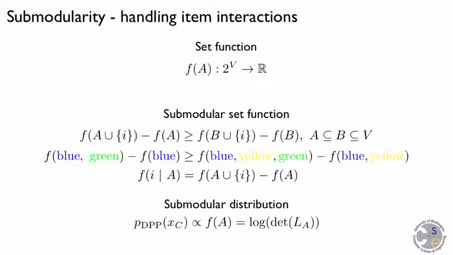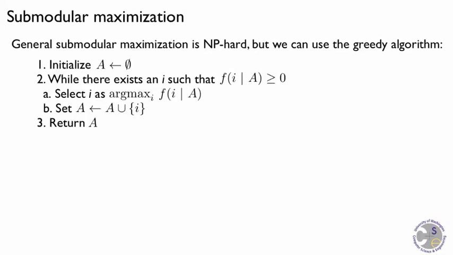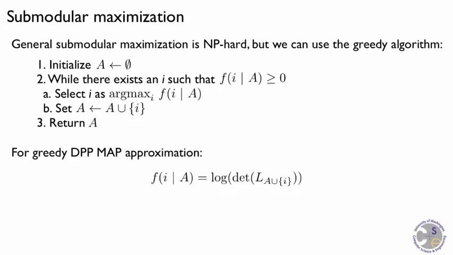Instead of finding the maximal value of our function, we can use some approximate submodular maximization techniques. One of these techniques is the greedy algorithm, which is guaranteed to achieve a fraction of the maximum function value. The greedy algorithm grows a set by, at each step, greedily adding the item with the largest marginal gain, given the current set A. So for DPP maximum a posteriori approximation, we use the logdet as our submodular gain function.